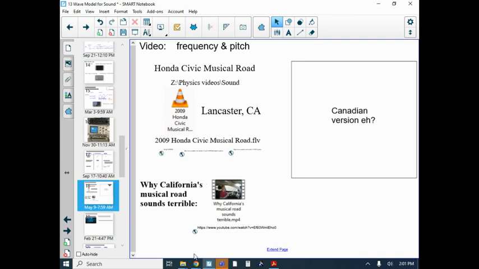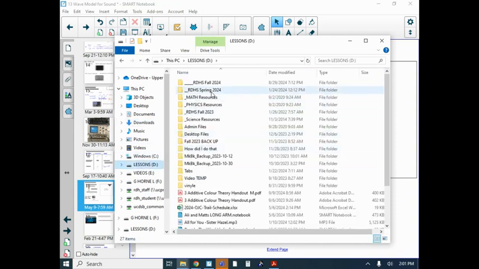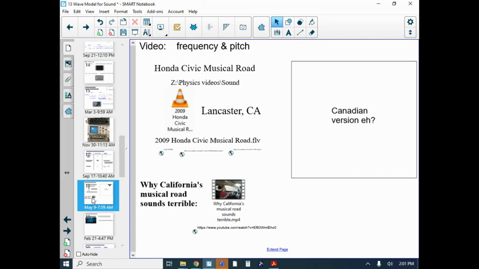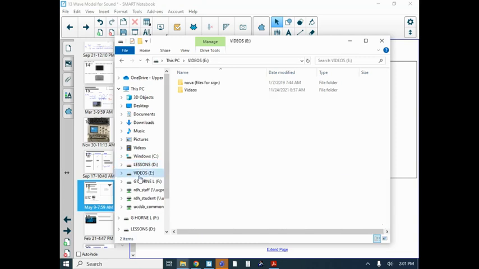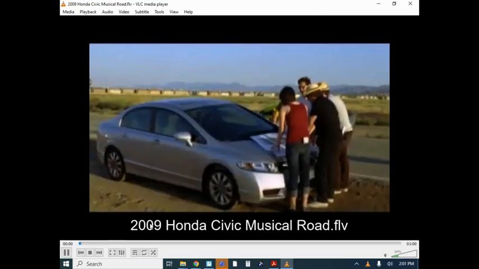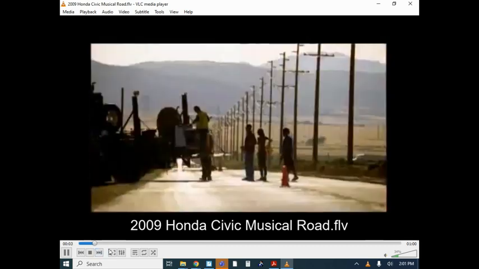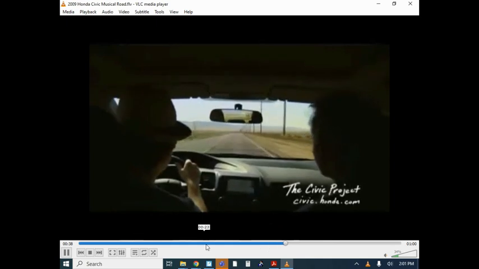The musical road here, what they did is they carved a bunch of grooves in certain spacings in a road. Lancaster, California, is that right? Yeah, Lancaster, California. And to make it play a song basically as you're driving over it. So let's just type in 2009 because I saw that was in the folder. They don't get dinged with copyrights because of this. So I'll skip ahead. I already explained the idea of the spacing and so on. And then eventually they get to the point where they go for a drive.